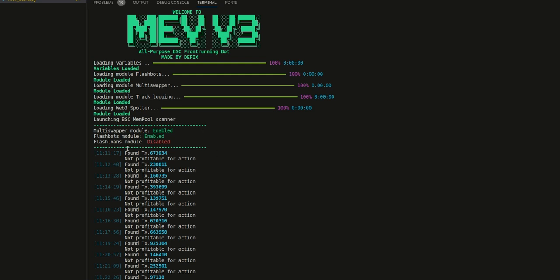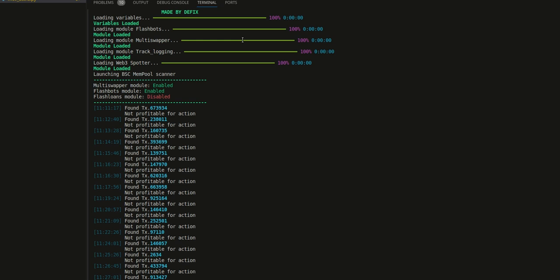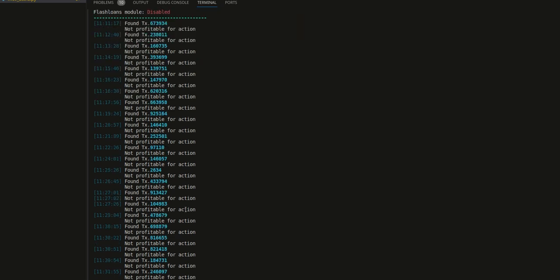It's a free version, which means it doesn't contain flash loans. And flash loans, ladies and gentlemen, are the most important thing in any front running if you ever want to make a huge life-changing amount of money. So of course it's disabled because that's a bot on its own, basically. So yeah, let's get into it. This is a free version, so we got a multi-swapper and flashbot, as I said. It was scanning for a while.